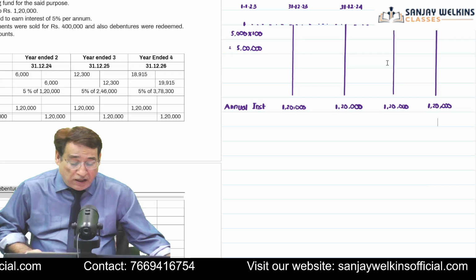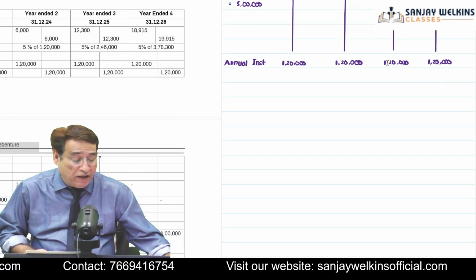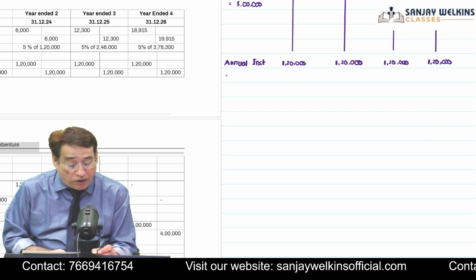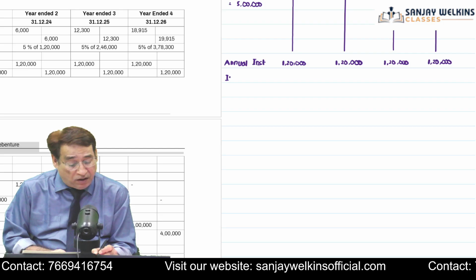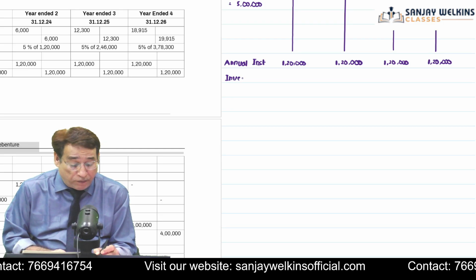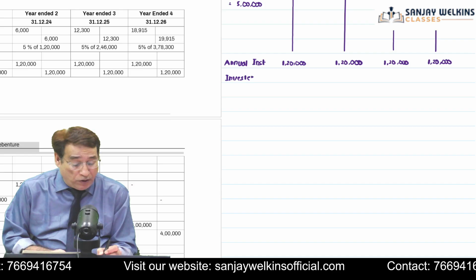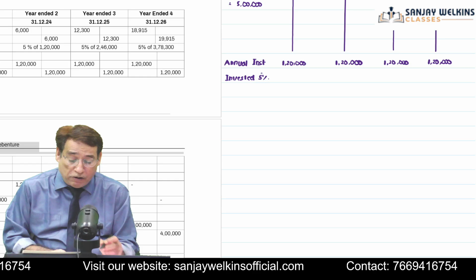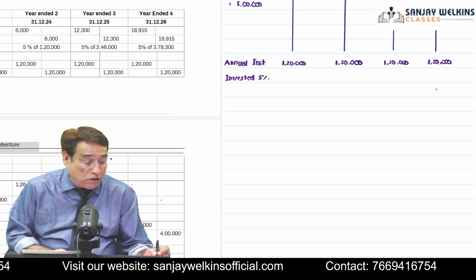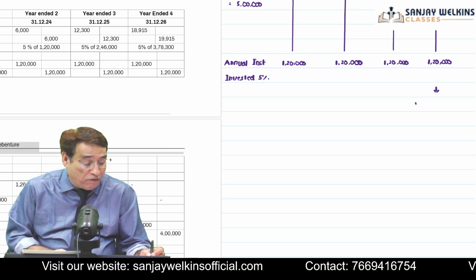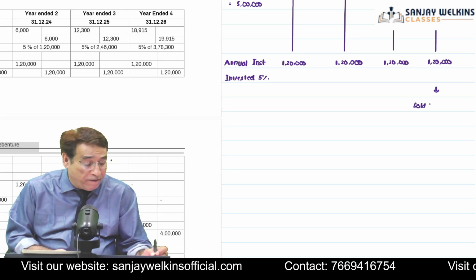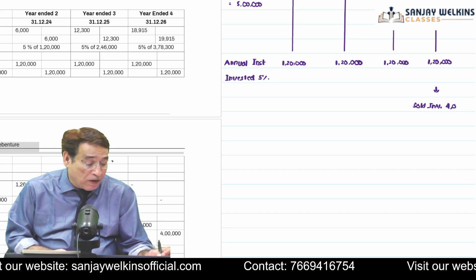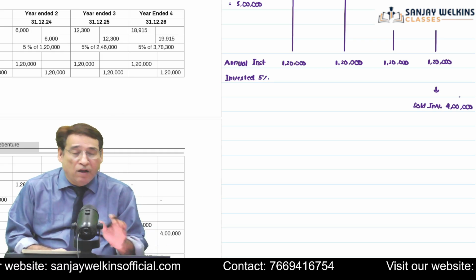So this is the scenario, and another important point is that it is also given that whatever amount we are going to set aside is going to be invested, and we are going to get a return of 5%. It is also mentioned in the question. Further, it is also mentioned in the question that at the end of the year, we sold investments for 4 lakh. So this is the question. Is it clear to you or not? I hope it is clear.